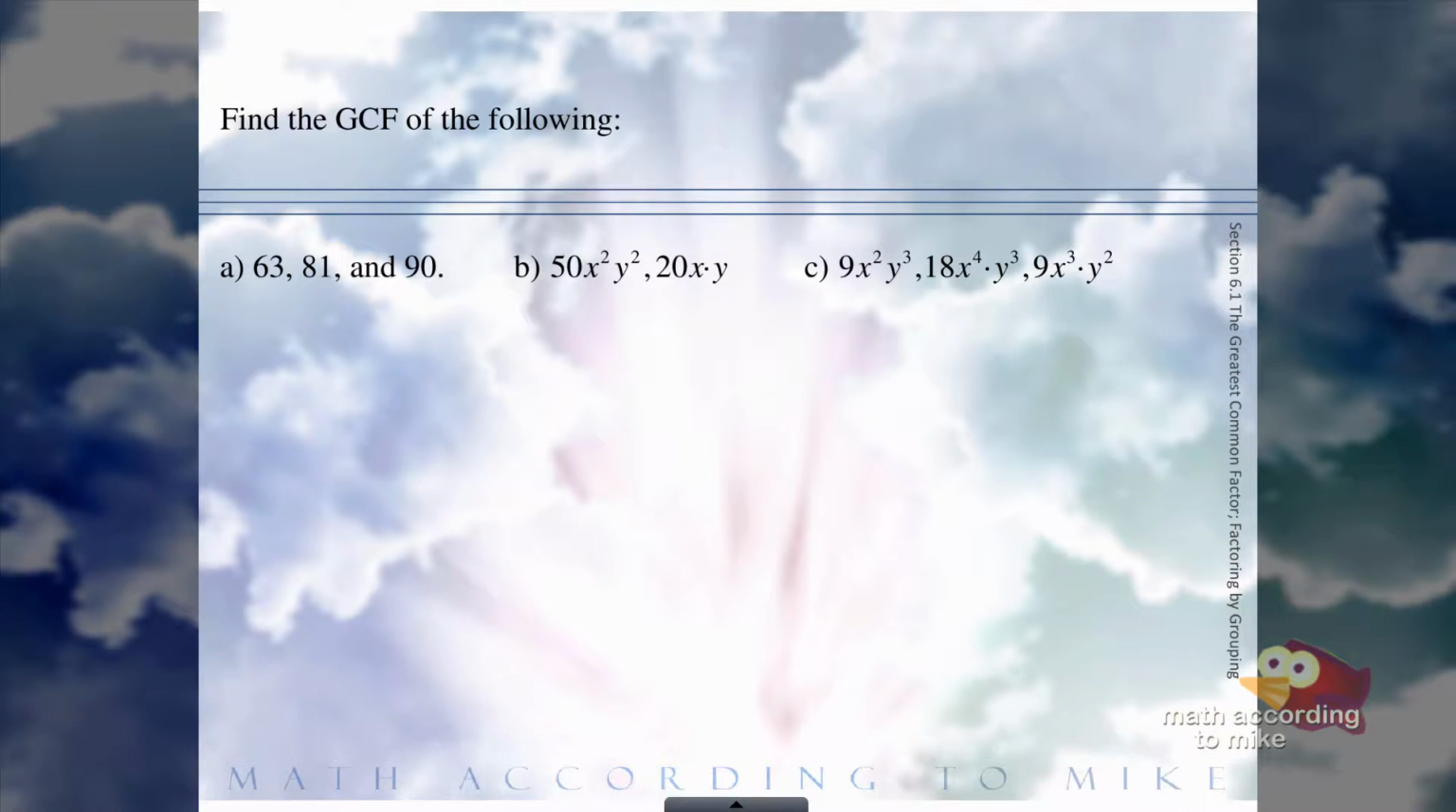We're going to find the GCF of the following in each part. Remember, the GCF is the largest factor that divides evenly into the given terms. In part A, we have 63, 81, and 90.